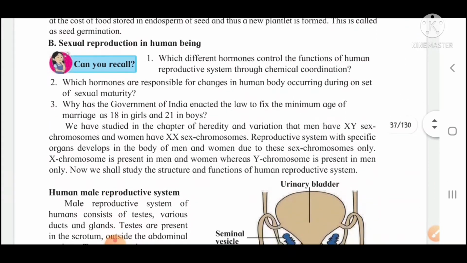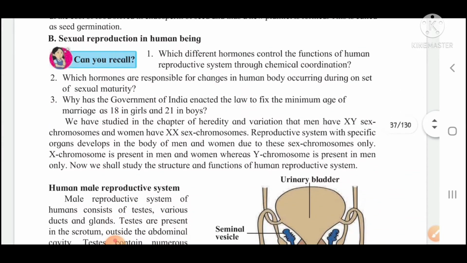Now let us start with the new topic, that is sexual reproduction in human beings. How does sexual reproduction take place in human beings? Can you recall? First question, which different hormones control the function of the human reproductive system through chemical coordination? Now you have to name some hormones which are responsible for the reproductive function in humans.